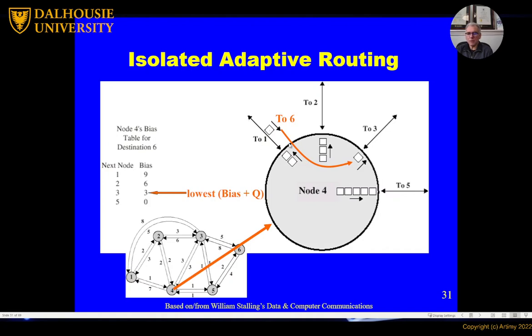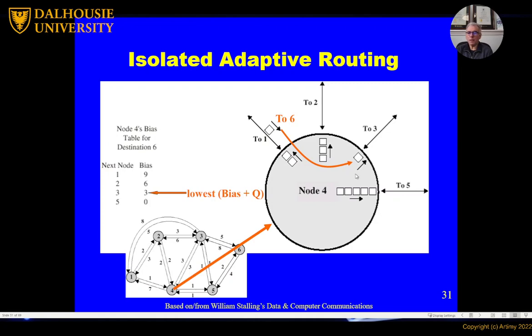The link to node 1 has 2 packets waiting to be transmitted on the other direction, right? And to node 2, I have 3 packets waiting. To node 3, I have 1 packet waiting. And to node 5, I have 5 packets waiting. So node 4 says, okay, based on this information, I'm going to send it to node 3. Why? Because the packet will encounter the least amount of delay.